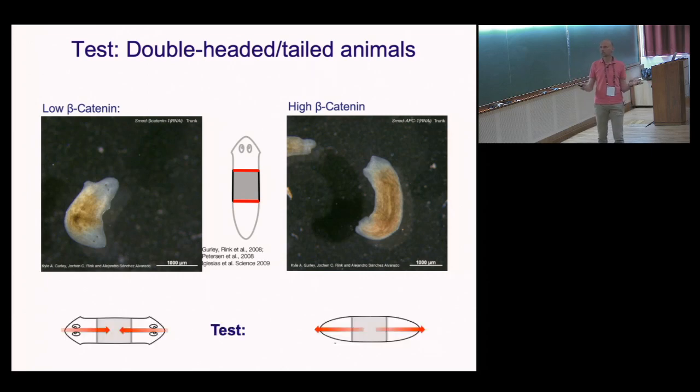because now we can ask: if the head were the determinant of the AP orientation of cilia, then in this case we should get a bipolar polarity field. Whereas if the tail were the determinant of the cilia field, then we should also get a bipolar polarity field, but now pointing in opposite directions.